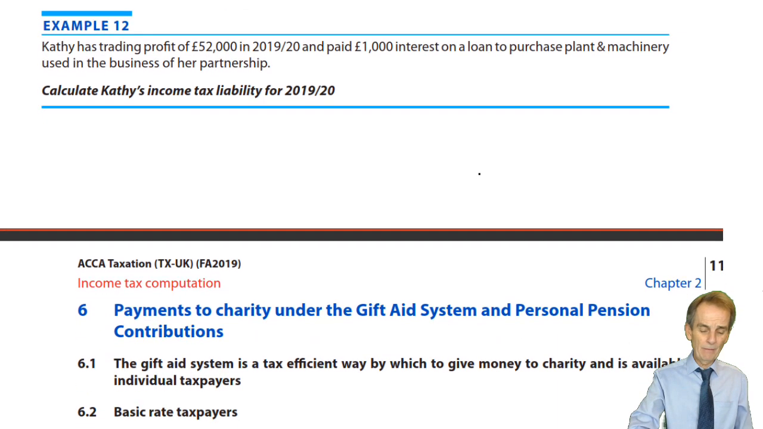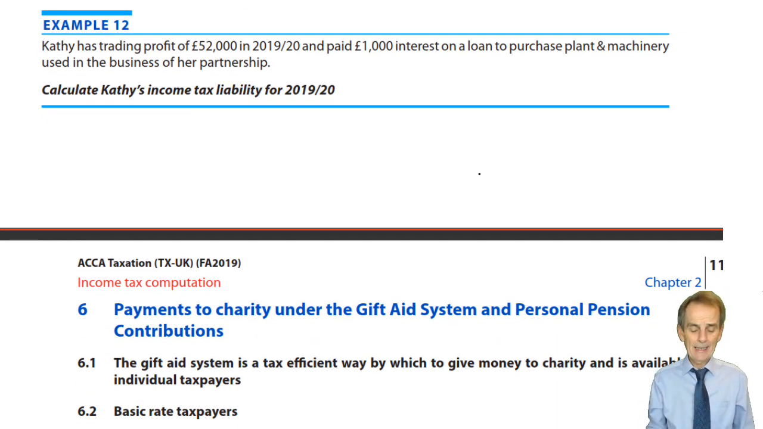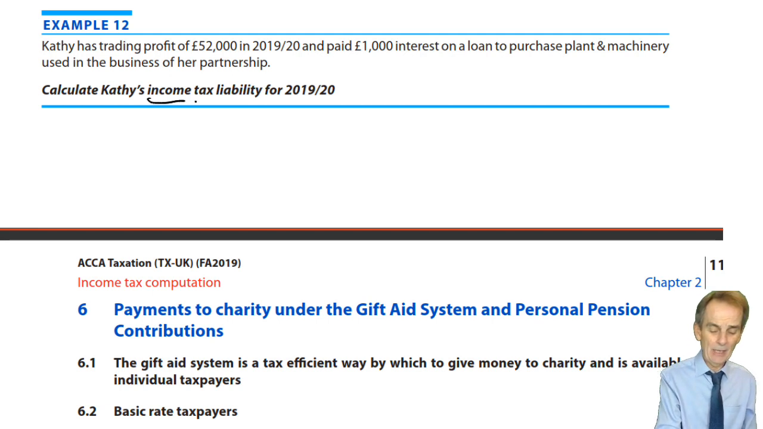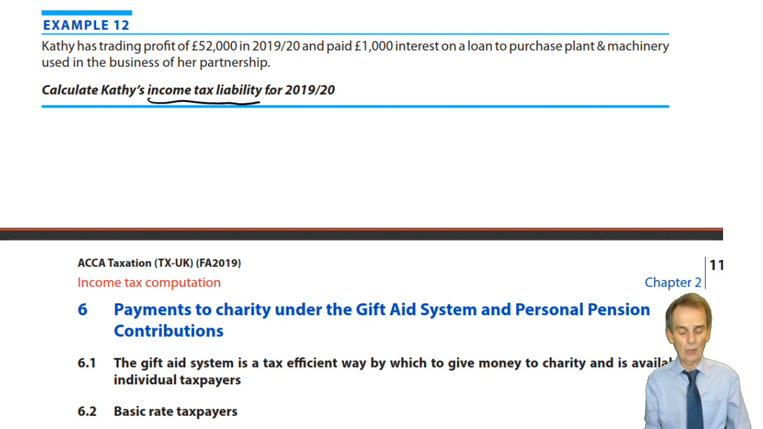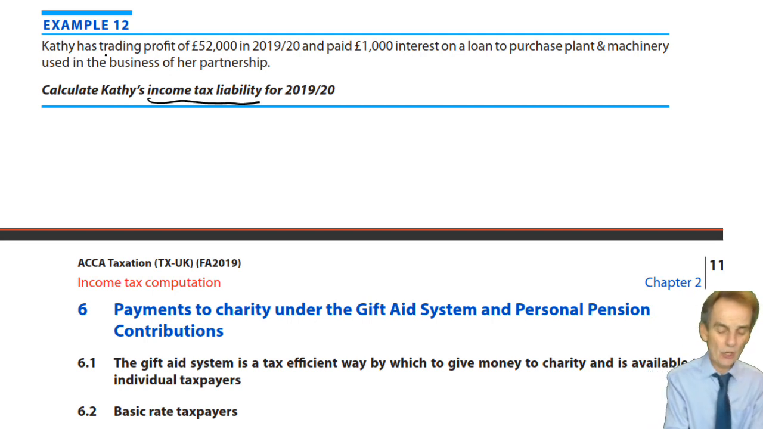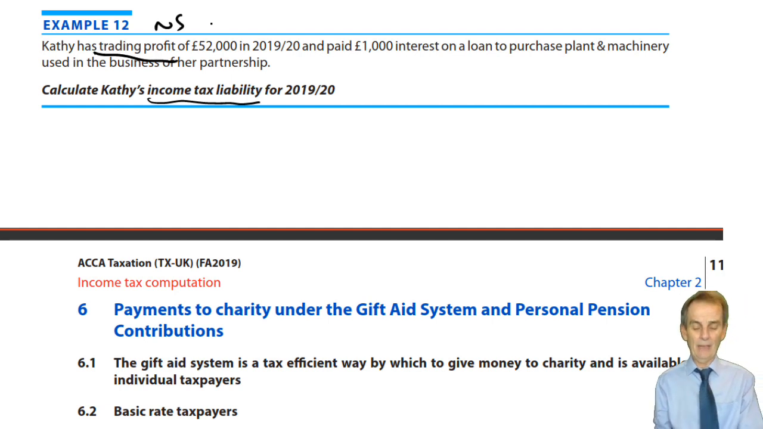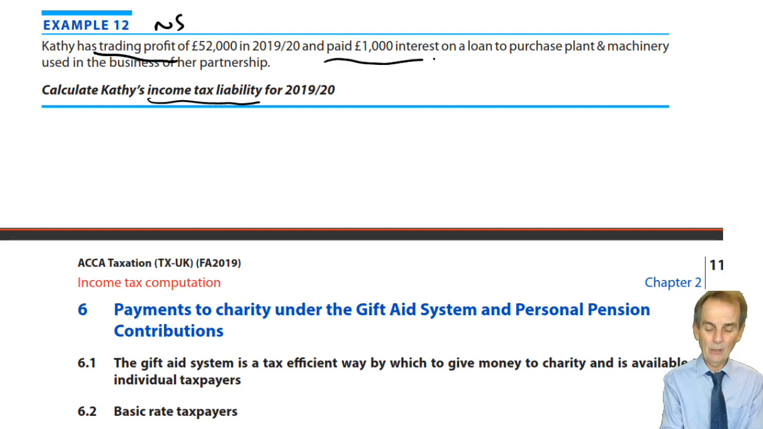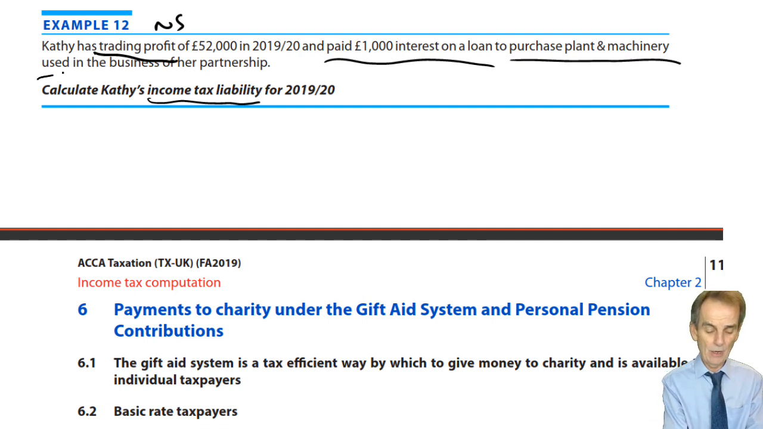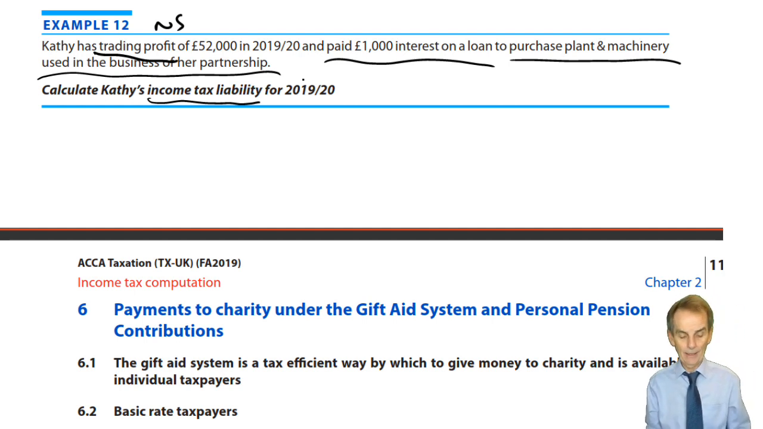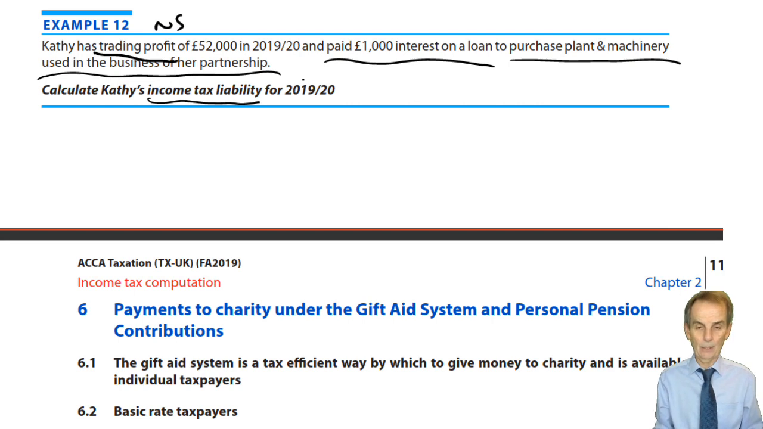So, little example involving loan interest. Calculate Kathy's income tax liability. Again, we always look at what the question's requirement is. Got a trading profit there, non-savings, 52,000 in the year, and paid £1,000 interest on a loan to purchase plant and machinery used in the business of a partnership. You can quickly check back, but that of course is on our list above and therefore able to be deducted.